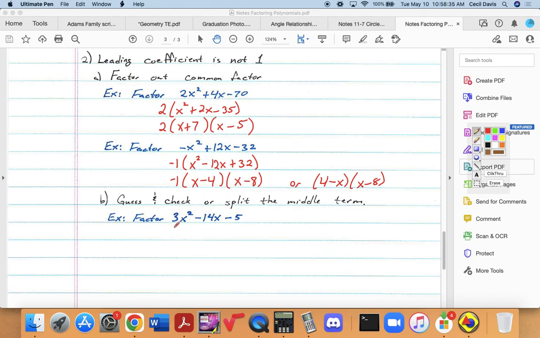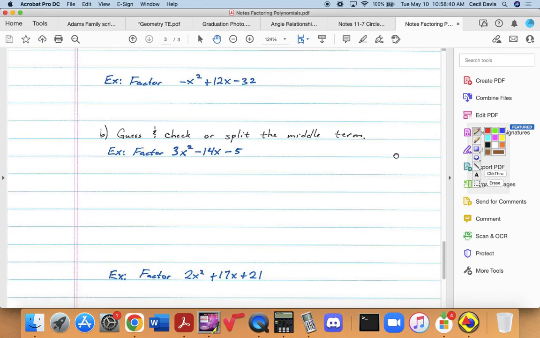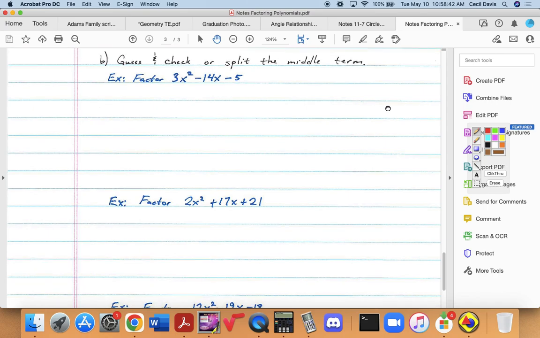Now, what if you can't do that? Well, you have two choices. You can do some guess and check, or you can do something called splitting the middle term. Have you heard of that before? I thought we did that before, yeah. Okay, so let me remind you of how to split the middle term.